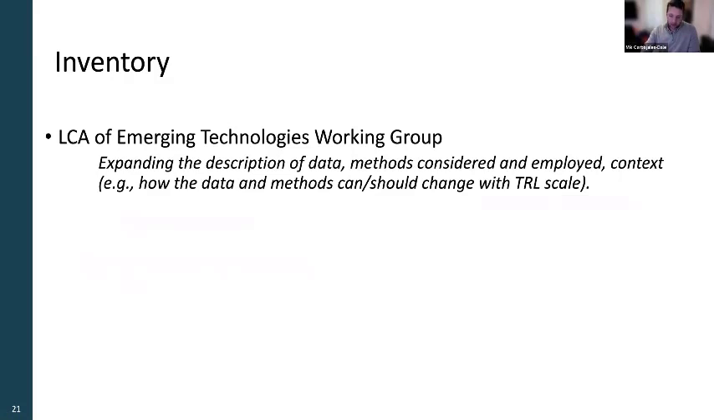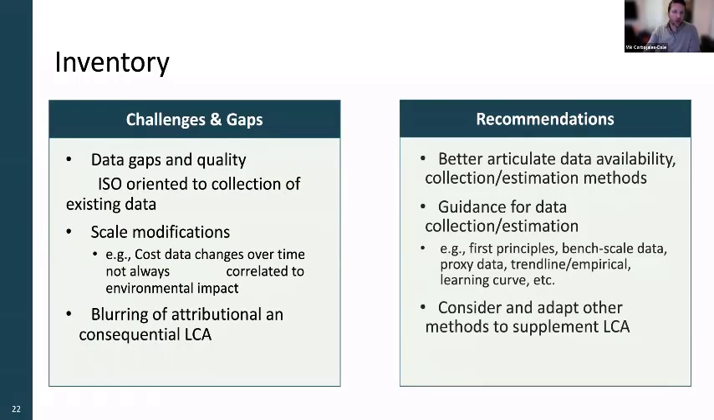Then thinking about the inventory, I'll say that the goal and scope and interpretation groups have done very much more work at this point than the inventory and impact assessment groups. So this inventory section is going to be pretty brief. The main challenges here are large data gaps and this issue of scale up. So how do we scale from, let's say, a bench scale system up to a fully commercial scale system? And then there's this blurring of attributional versus consequential.